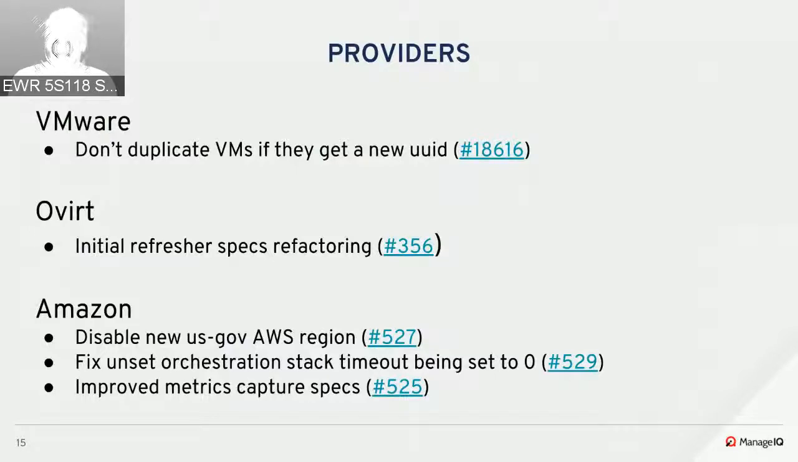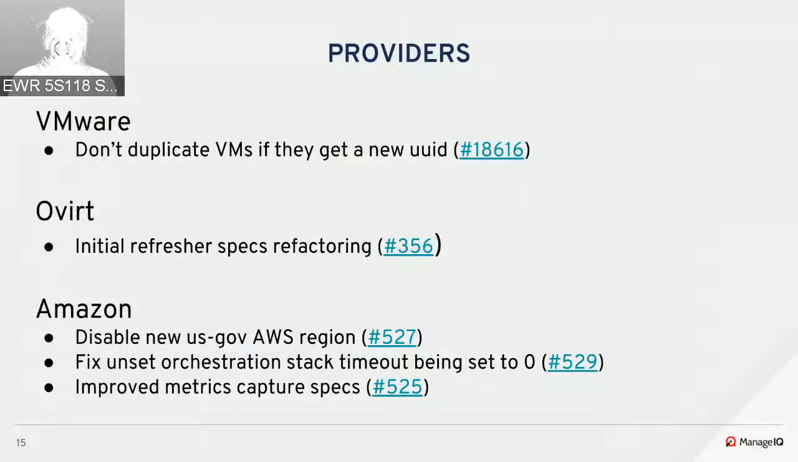On the VMware side, this is actually in core ManageIQ for Save VMs inventory. We saw an issue where VMs actually got new UUIDs, but they kept their EMS ref, so they were the same VM, but we actually duplicated it because we were using the UUID EMS primarily without taking into account the EMS ref. So now what we do is first look for the EMS ref, pick that VM, and then only look to the UUID EMS if we're trying to resolve duplicates. So that was a good fix there.